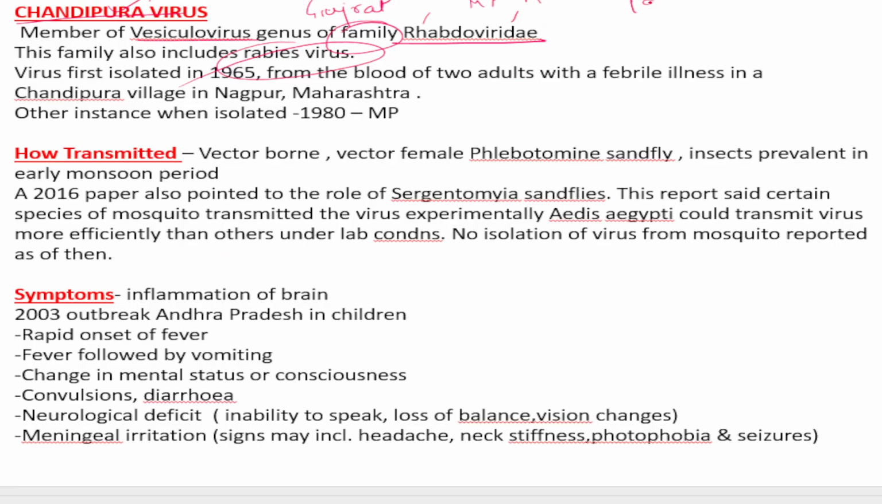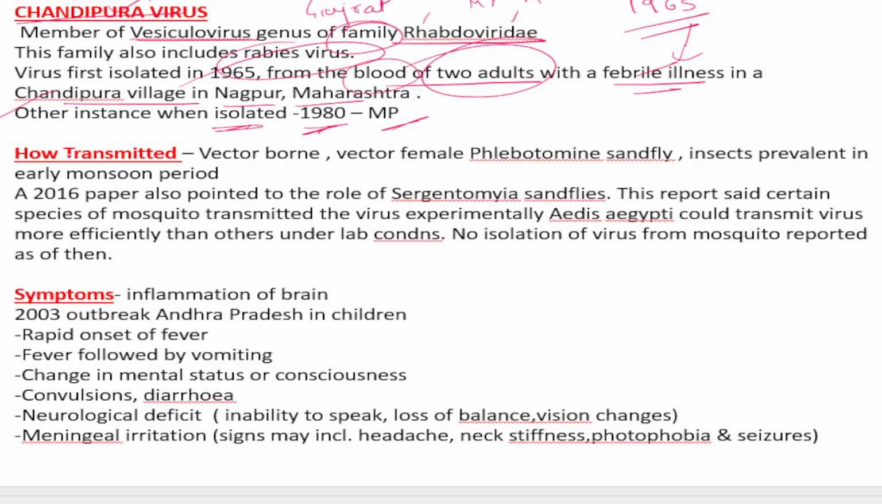Now this virus was first isolated in the year 1965 from the blood of two adults with a febrile illness. Febrile means having fever. This was in Chandipura village in Nagpur, Maharashtra. So in Nagpur, Maharashtra, there is the Chandipura village, and here two adults had illness with fever, and from the blood of these two individuals, the virus was first isolated in the year 1965. Then another instance when this virus was isolated was in 1980 in Madhya Pradesh.